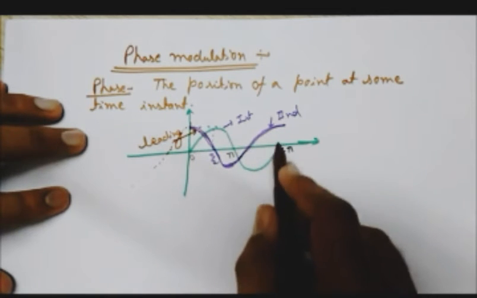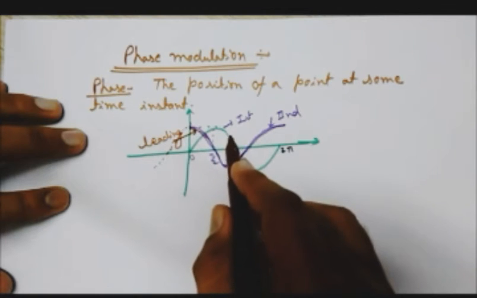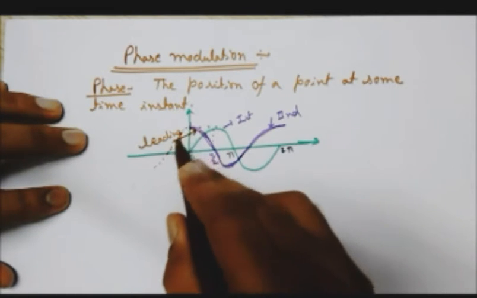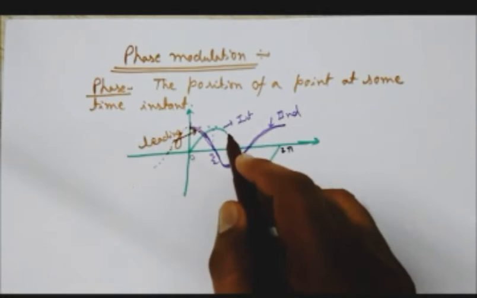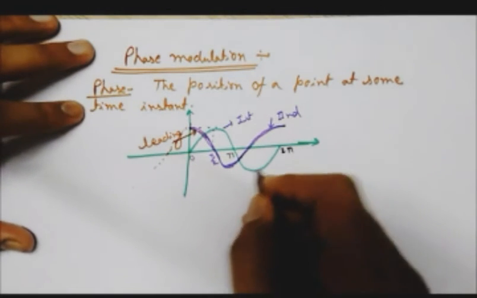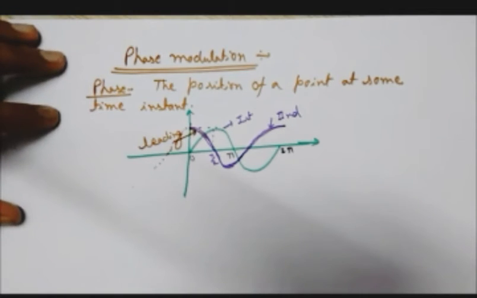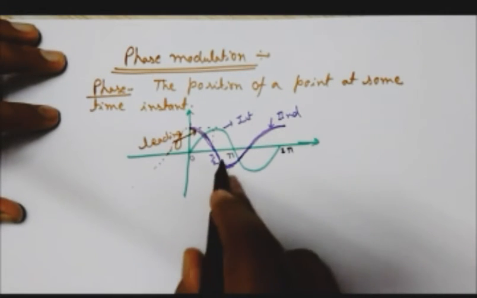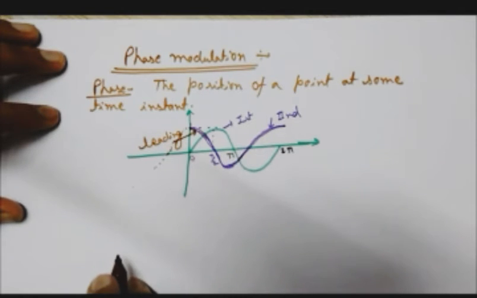waveform shown in green. So this is leading and this is lagging. The blue one is the leading wave and the green one is the lagging wave. These waves are said to be in phase quadrature, because they have a 90 degree phase difference. But if they differ by a phase difference of 180 degrees, like pi, then they are called in phase opposition.